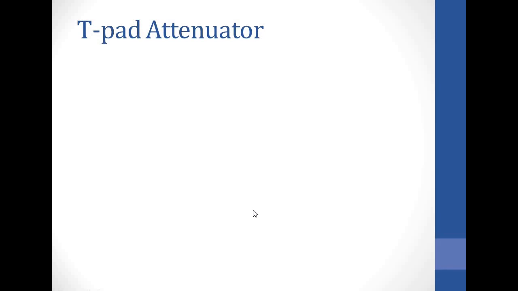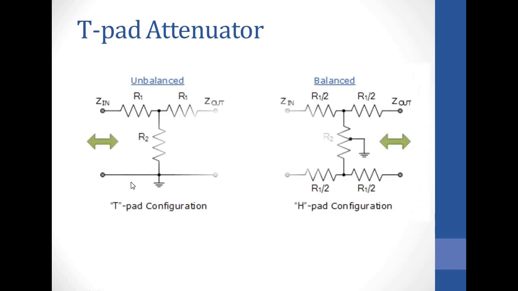So let's look at the T-pad attenuator. The T comes from the configuration. These resistors form a T. So this is unbalanced again because this arm has resistors R1 and R1, whereas this arm doesn't have any resistance. And the T comes from the shape, which is the T configuration. Again, this is a symmetrical attenuator, whereby the input impedance is the same as the output impedance here.